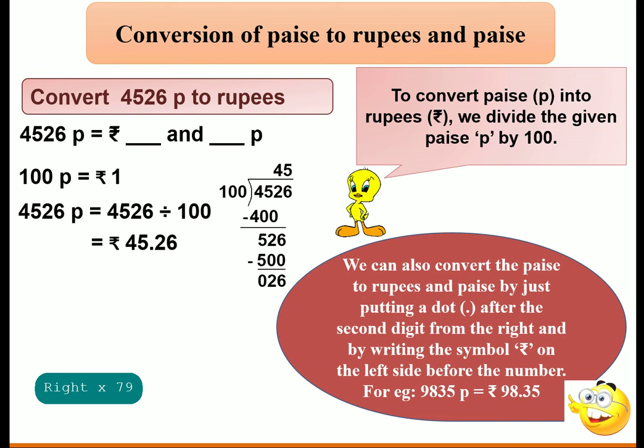Shortcut. We can also convert paise to rupees and paise by just putting a dot after the second digit from the right and writing the rupees symbol on the left side before the number. For example, 9835 paise is equal to 98.35 rupees. We just put a decimal point leaving the two numbers from the right side. Yes, it's very easy. Thank you, shortcut.